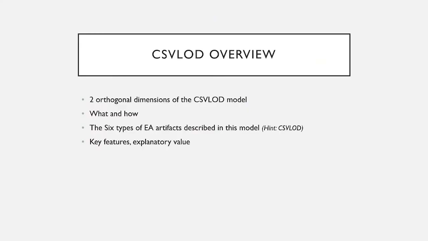Alright, let's get cracking with this overview. There are two orthogonal dimensions of a CSVLOD model. What and how? There are 6 types of EA artifacts described in this model. Hint, CSVLOD, that's 6 letters. And some of the advantages to the CSVLOD model, including what I've said prior, are its key features and explanatory value, which is something that, honestly, I don't feel the other two had even remotely.